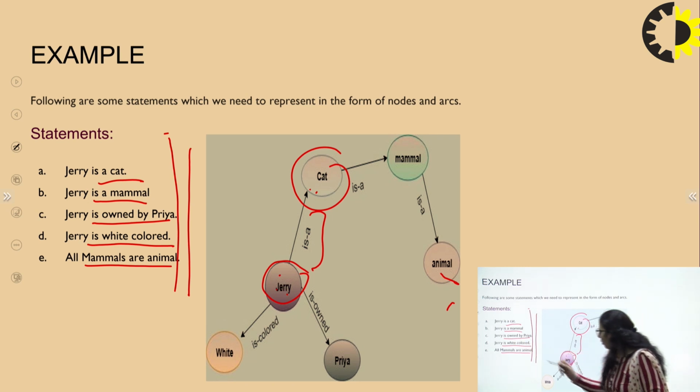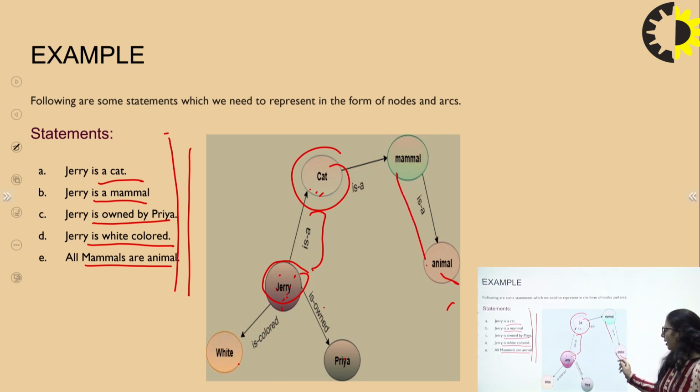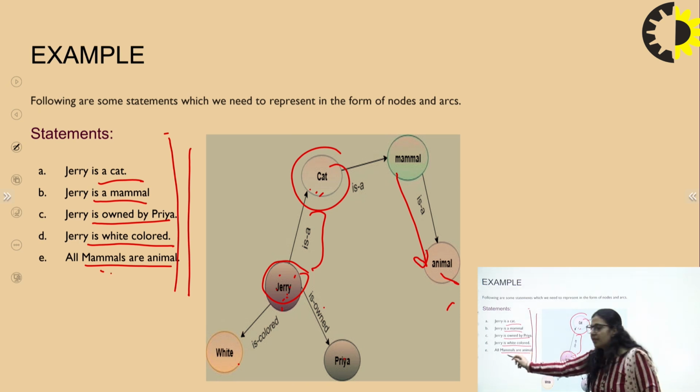Jerry is owned by Priya. Jerry is white in color. Jerry is a cat, and a cat is an animal, and a cat is a mammal, and all the mammals are animals.